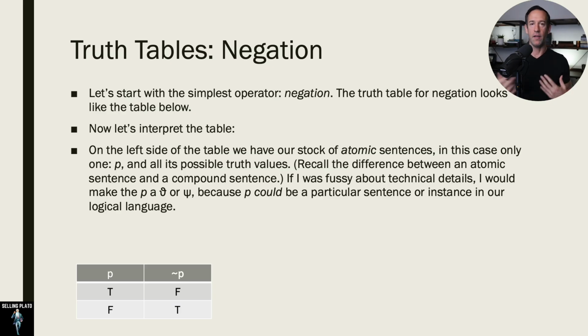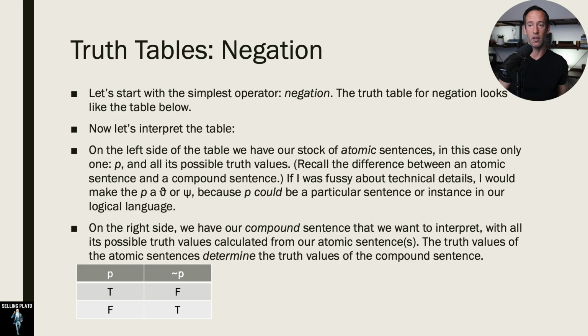If I was going to use something that can't be used in our logical language to represent a sentence, I would use a Greek letter. So if you see that in logic textbooks, that's why they use Greek letters sometimes. They're called metavariables. You don't need to know that. But anyway, we see P on the left-hand side, right? That's our stock of atomic sentences. And then you see all its possible truth values right there on the left, true or false. So that's the left side.